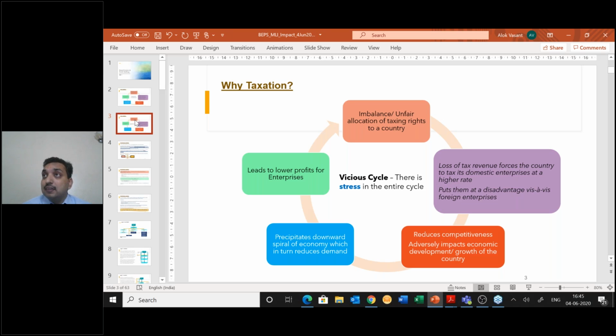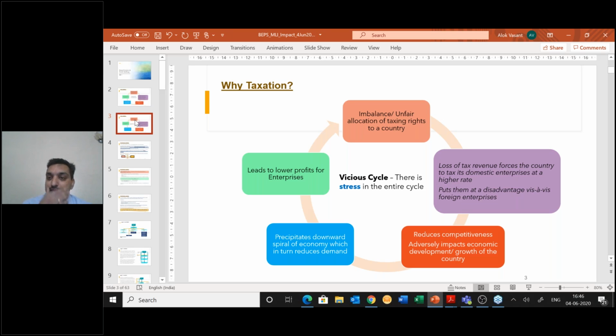Now what happens? There is demand which goes down. Now if the demand goes down, the demand for the products of that multinational enterprise will also come down, and which means it will have a lower profit, because if there is no demand, there is no sale. Then you see this is a vicious cycle. There is stress in the entire cycle. No one is happy in this case. Now, so you would understand why taxation is important and why fair taxation is important.